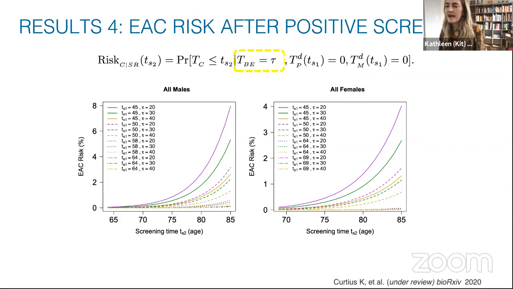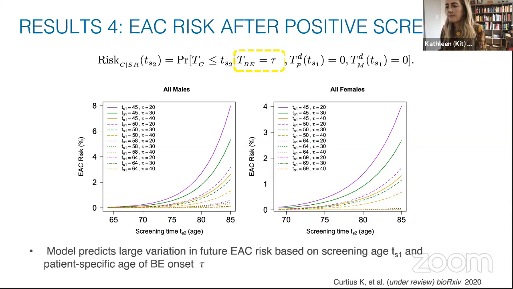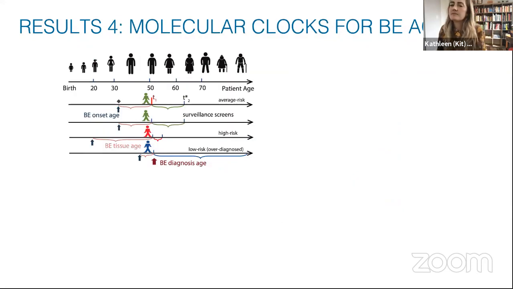So quite a big difference, where we're not capturing any of that in clinical data now because we just can't measure that onset age specifically from clinical notes. So this future EAC risk is largely variable and depends on the initial screening age and the patient-specific age of Barrett's onset. Some previous work that I'll briefly mention, which we're still working on with new studies going now, is looking at how we can actually measure this. Can we use molecular clocks for Barrett's tissue and actually estimate when that onset age happened?